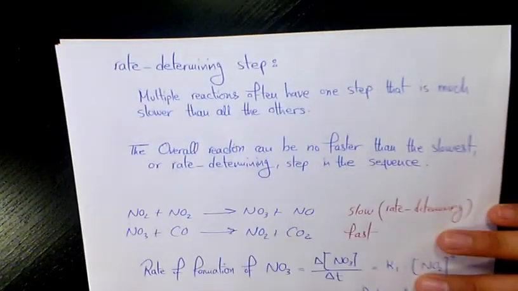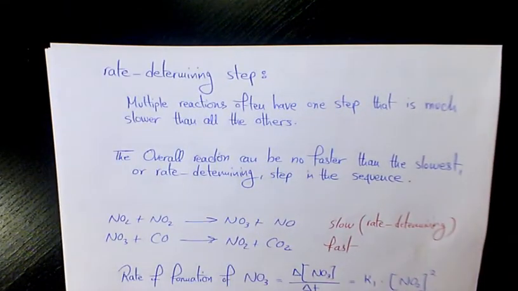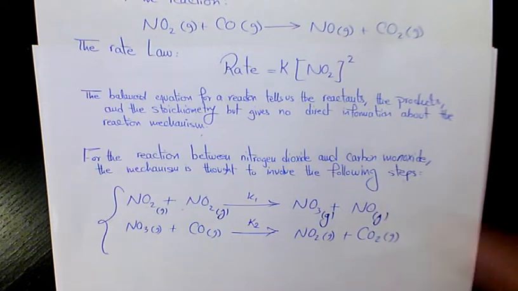Now there is a concept called rate determining step. It means that when we have a reaction mechanism and we list the elementary steps, one of them is going to be the slowest in terms of rate. That slowest elementary step is going to be the rate determining step that determines the overall rate of reaction.